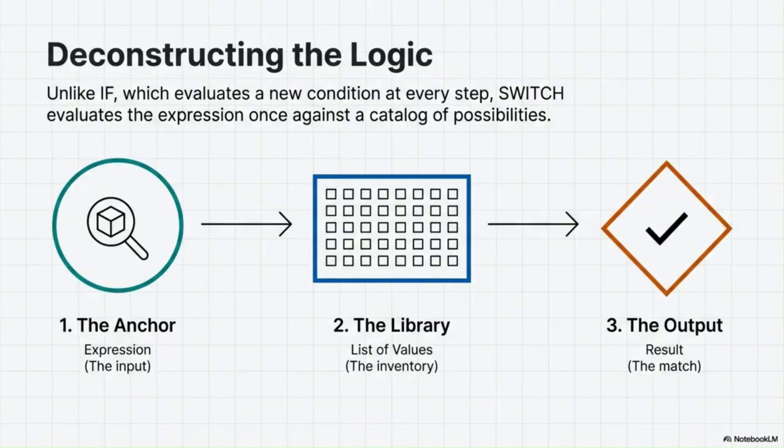Let's understand how SWITCH works internally. SWITCH has three main components: the anchor expression, the value being evaluated; the list of conditions, the possible values to match; and the output, the result returned when a match is found. You can think of SWITCH as a decision tree where Power BI checks each condition and returns the matching result.